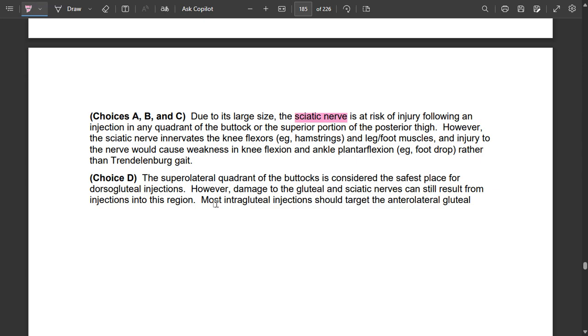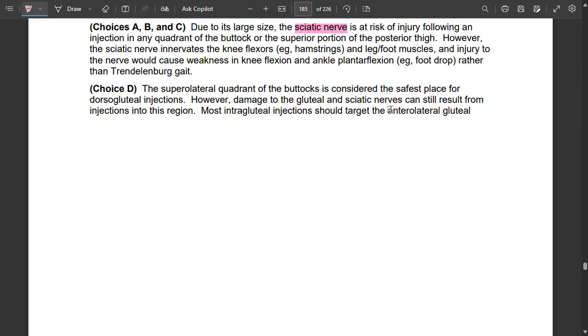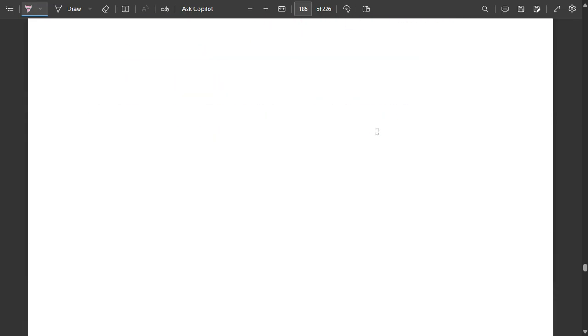Most intragluteal injections will target the anterolateral gluteal area, that is, the von Hochstetter triangle. So most injections would only target the anterior and lateral gluteal area, which is called the von Hochstetter triangle, to minimize the possibility of nerve damage.